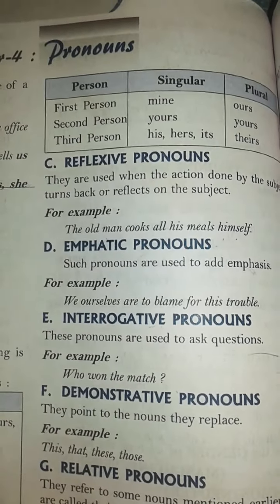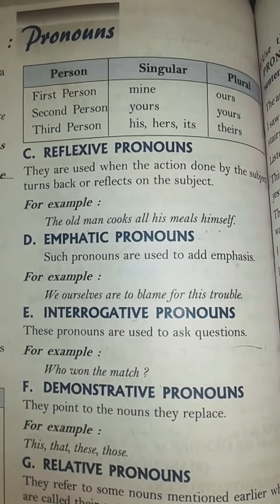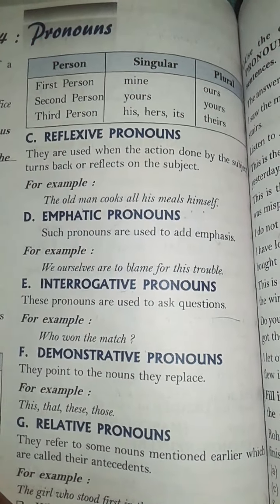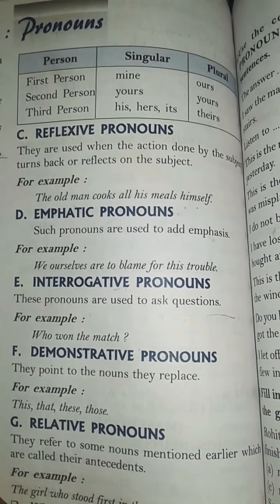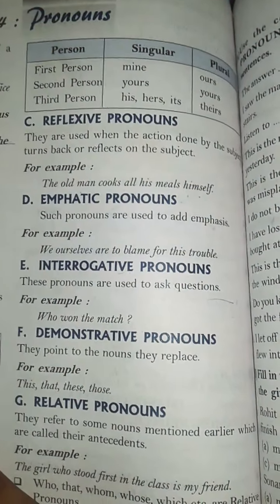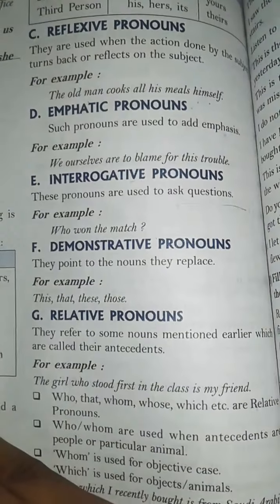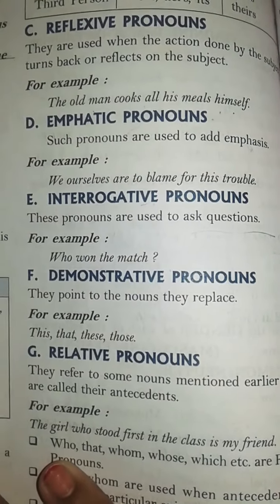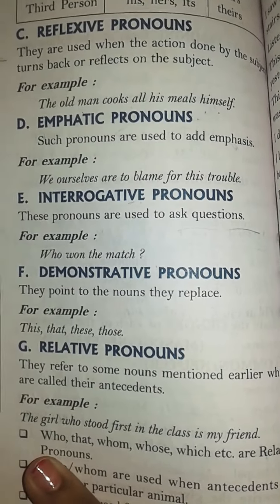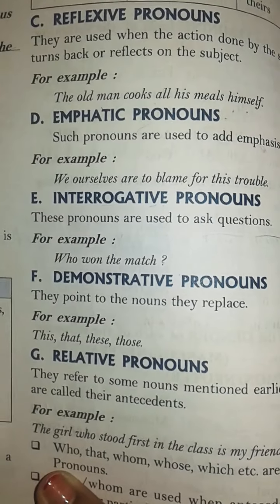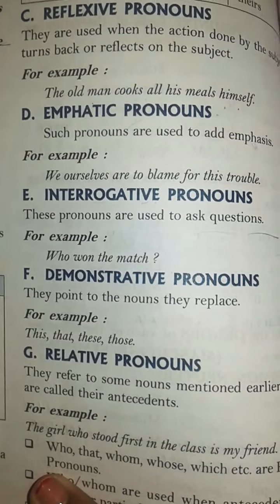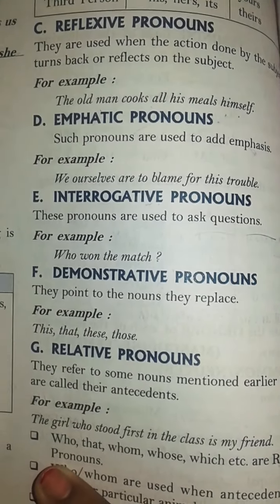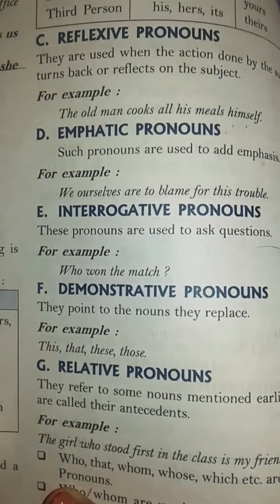Next is the emphatic pronoun. Such pronouns are used to add emphasis. For example, we ourselves are to blame for this trouble, meaning the trouble is caused by ourselves. And next is the interrogative pronoun. This is the type of pronoun used to ask questions. Whenever you see an interrogative pronoun, it means it is used to ask questions. For example, who won the match?